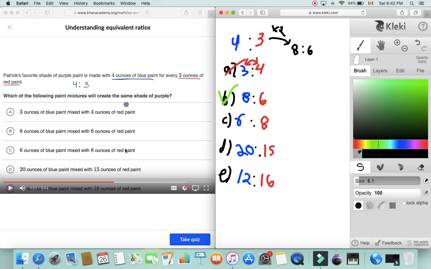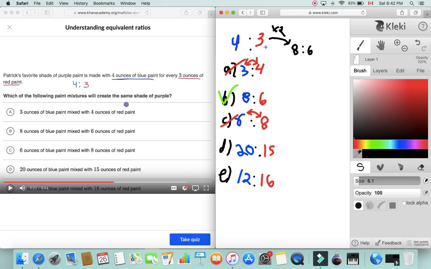Okay, how about C? Well, C is just 6 to 8. But once again, position matters. They got swapped. So yeah, that's wrong. How about D? It's 20 ounces to 15.